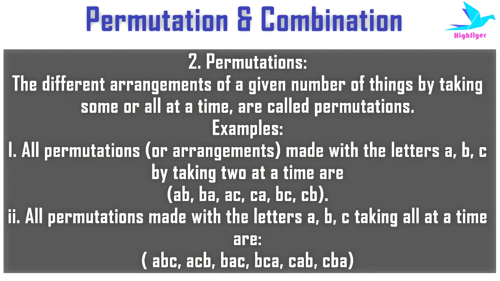In permutation, the places of the arrangements are also fixed. That's why AC and CA are treated as separate arrangements. Next example: all permutations made with the letters ABC taking all at a time are ABC, ACB, BAC, BCA, CAB and CBA. Here we can see more clearly that in all arrangements all the letters are the same but the places are interchanged. That's why they are treated as different arrangements.